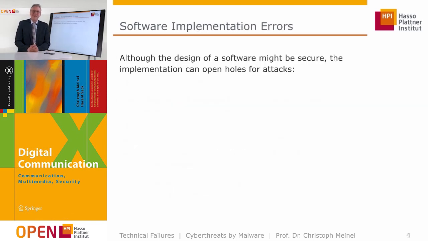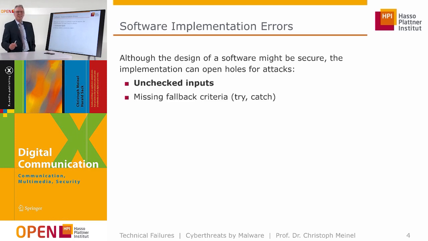Even if protection mechanisms are foreseen in the design of a software, this design has to be converted into program code. This is called implementation. Also in the course of the implementation, errors can occur that later give attackers possibilities to exploit these errors to attack a system. So although the design of a software may be secure, the implementation can open holes for attacks.